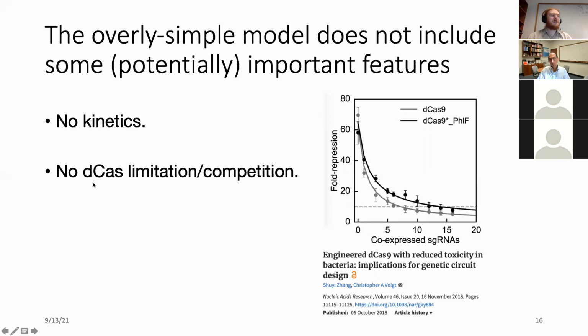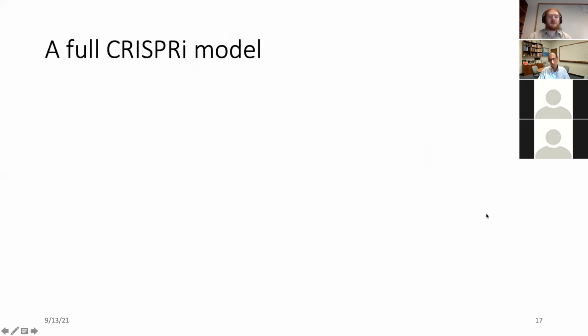In real cells, Cas9 is limited. There aren't infinite amounts of Cas9 molecules, and every guide RNA that's added adds competition for that against all the other ones. So from the literature, we've seen that as you add guide RNAs to a CRISPRi system, the effectiveness of those guide RNAs drops pretty precipitously. And we want to be able to see that in our simulations and understand how that affects circuits. So let me describe a more complete model, and this will look a little familiar.